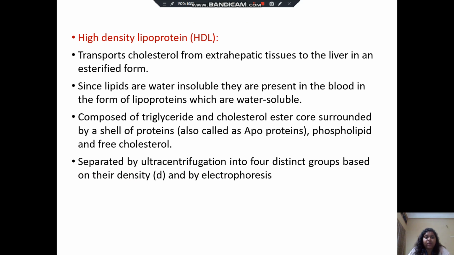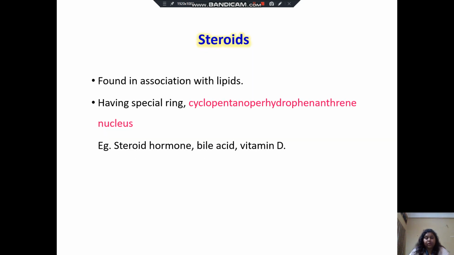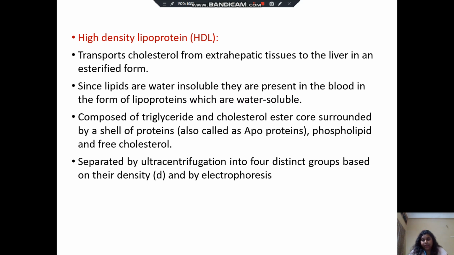Since lipids are water insoluble, they are present in the blood in the form of lipoproteins, which are water soluble. They are composed of a triglyceride and cholesterol ester core surrounded by a shell of proteins, also called apoproteins, phospholipid and free cholesterol. They are separated by ultracentrifugation into 4 distinct groups based on their density and by the process of electrophoresis. So this was a simple discussion regarding the lipid.